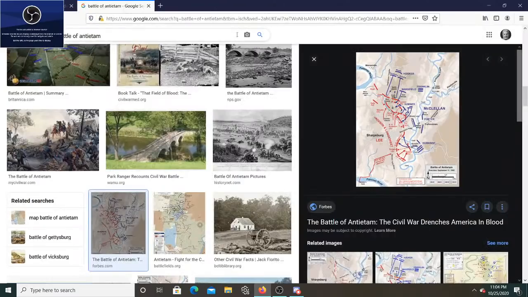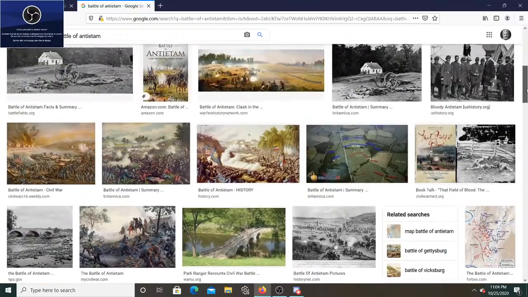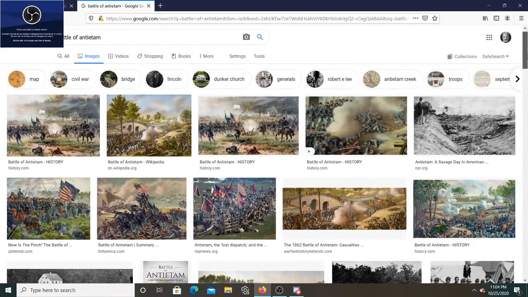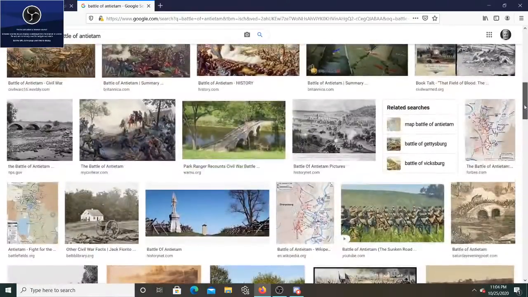Now, in some ways, Lee's decision to fight Antietam is ridiculous. He only has one path of retreat over the river. Most of his back is to the river. The Antietam positions are not that... I mean, there are defensible parts to it, but it's not the greatest for defense, and Lee didn't fortify either.